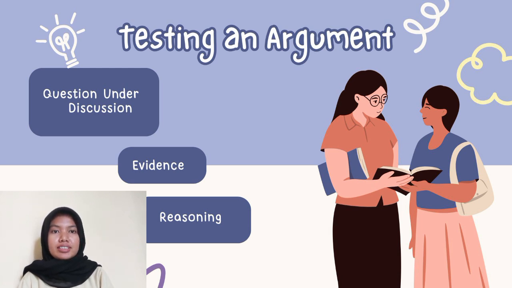The second is evidence. Evidence is the foundation of any argument. It must be strong, reliable, and relevant. The third is reasoning. Reasoning connects the evidence to the question. It must be logical and consistent. By ensuring that the question is clear, the evidence is strong, and the reasoning is logical, we can test whether an argument is valid and persuasive. This approach makes our arguments more convincing and helps us identify weaknesses in the arguments of others.